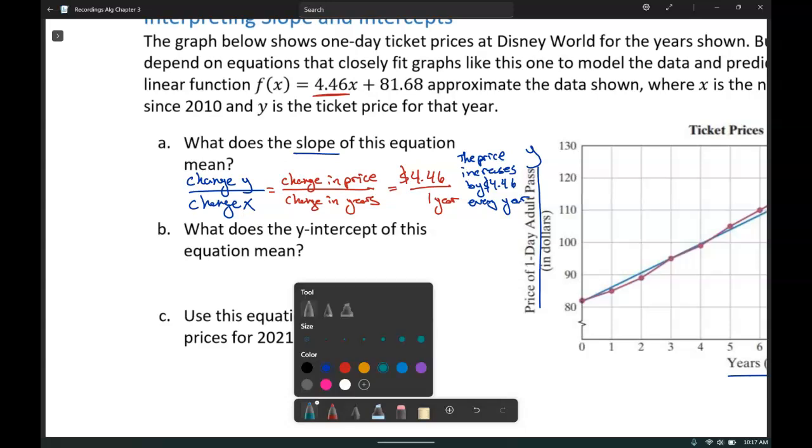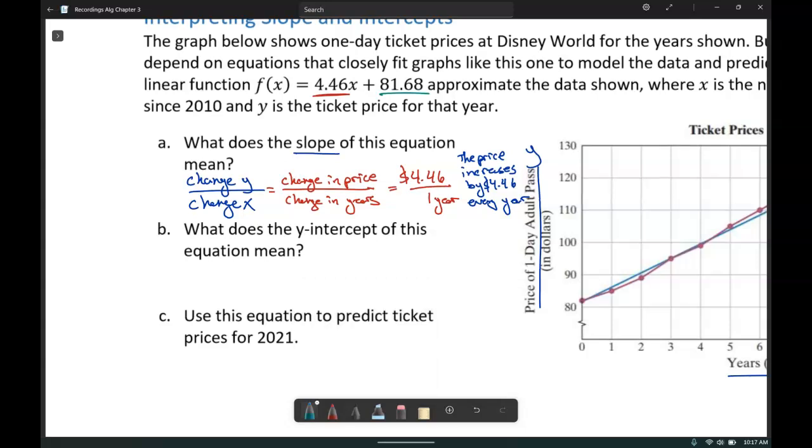We can do the same thing with our y-intercept. Our y-intercept is our ordered pair 0, 81.68, and we can just interpret that by looking at what x and y represents. So at year 0, that's what 0 is, the x value is year, so in the year 2010, 0 years after 2010, then we go ahead and we look at the y value. The y value represents price. The price was $81.68. So we just looked at the x and the y.